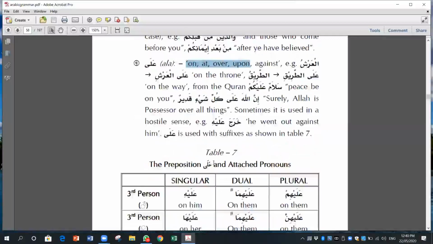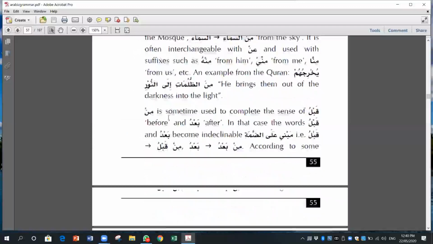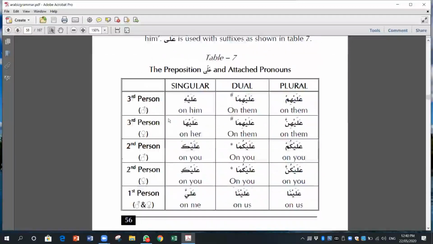Okay, let's move on. So 4 from here we studied, and 5 before. 4 and 5, 9 we have studied right now, right? And they have given just the practice table. Preposition with attached pronouns, right? And you already have figured out from Surah Baqarah some of them. Alayhim, on them, right?